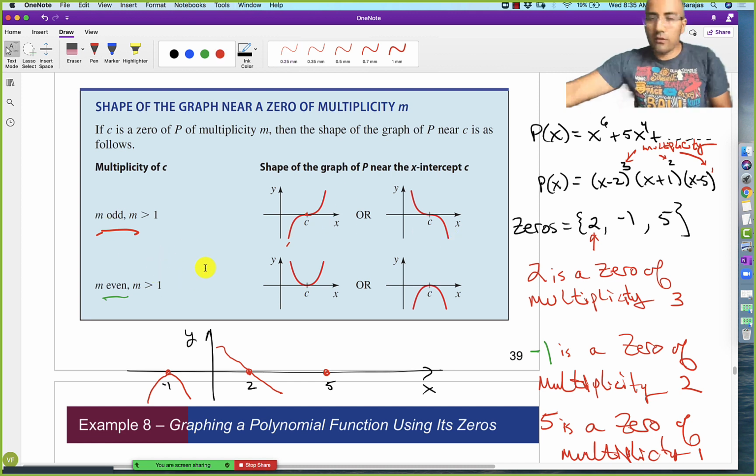Good. So again, it's just another little piece of the puzzle that helps us figure out what the graph of the polynomial is going to be. Let's explore that with Desmos for this thing.